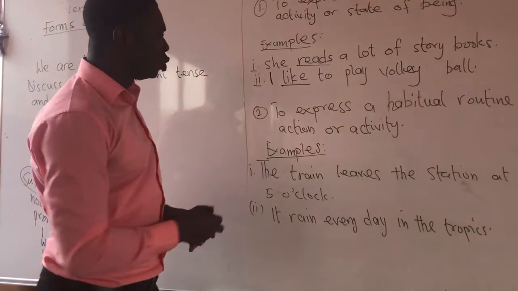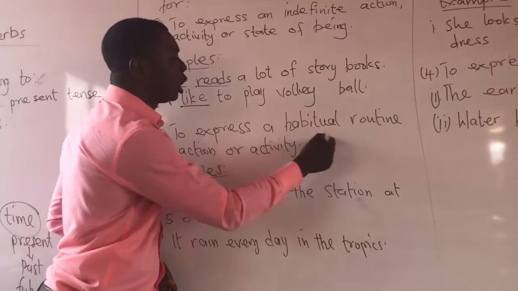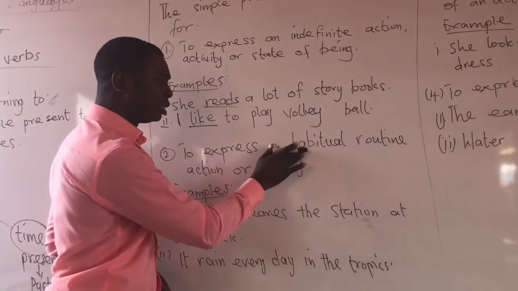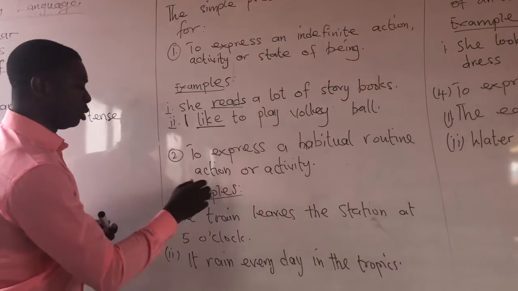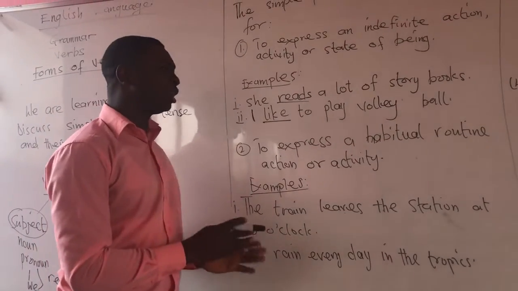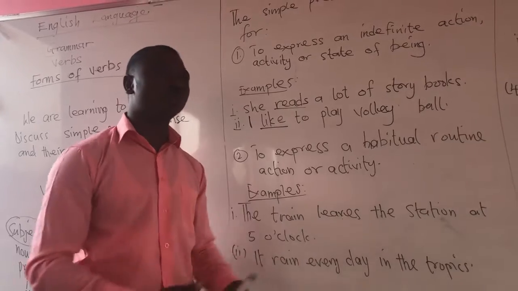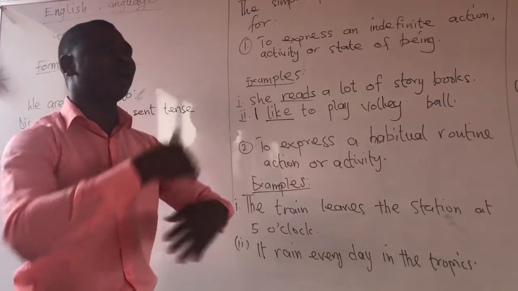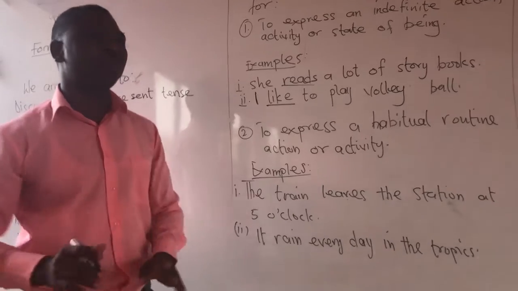Number 2, we also use the present tense verb to express a habitual routine, action, or activity. How is it habitual? Something that is like our habits, something we do. Our habit, the thing that we do, happens every day or often.